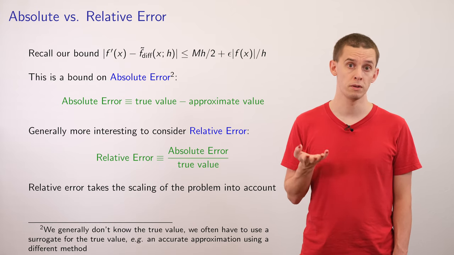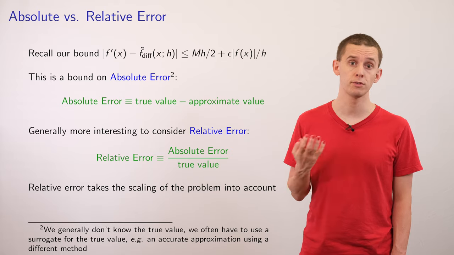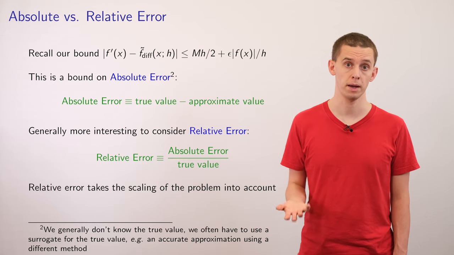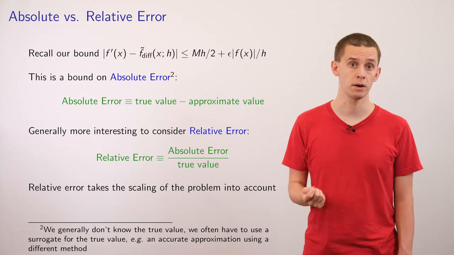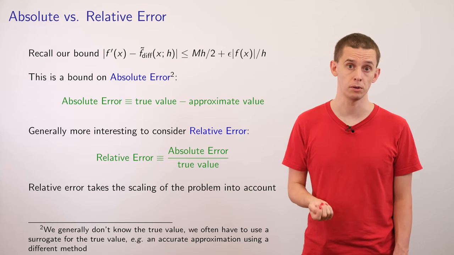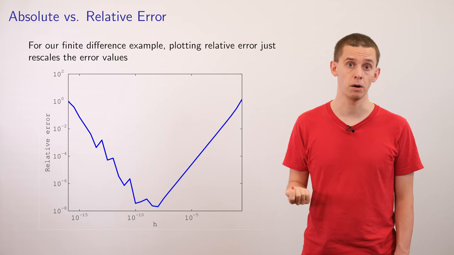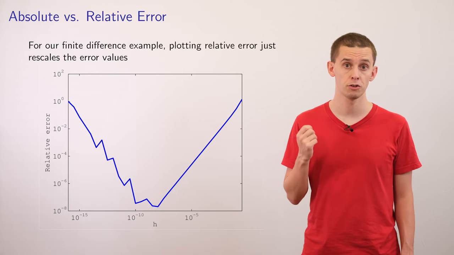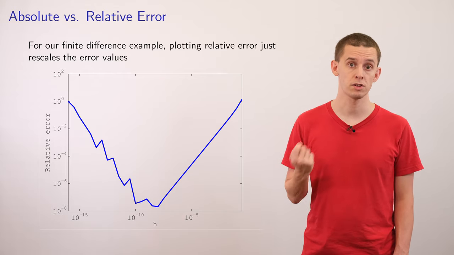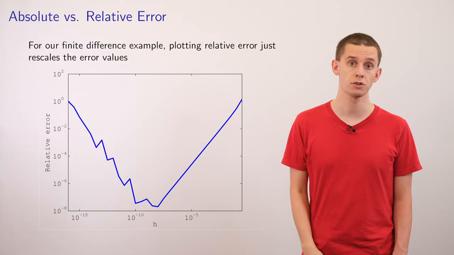However, there are several difficulties with relative error. First, we might not actually know the true value, and instead we might have to use some surrogate for it, for example, a value that's computed using a more accurate method. Another problem with relative error is if the true value is very close to zero, in which case we might have some numerical difficulties. So now let's look again at our error plot, but instead of looking at the original total absolute error, let's look at the relative error. And here, we essentially get the same plot, but the only thing that's changed is that the vertical scale is now different.